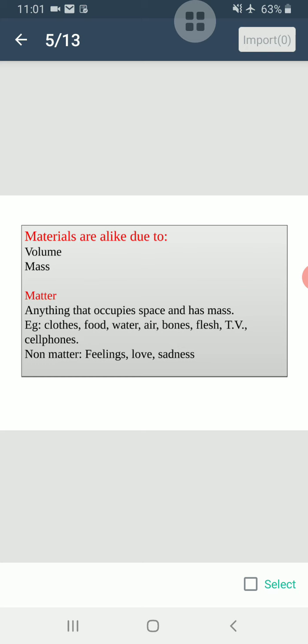And materials are alike due to two things. One is volume, another is mass. Other properties are different for different materials.